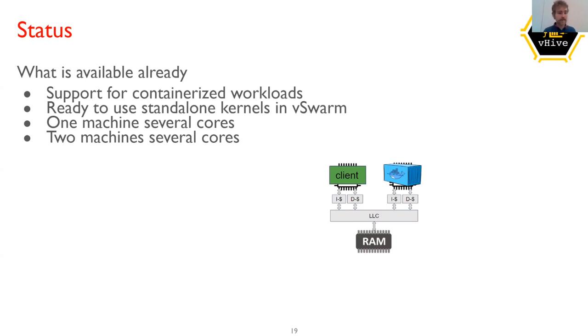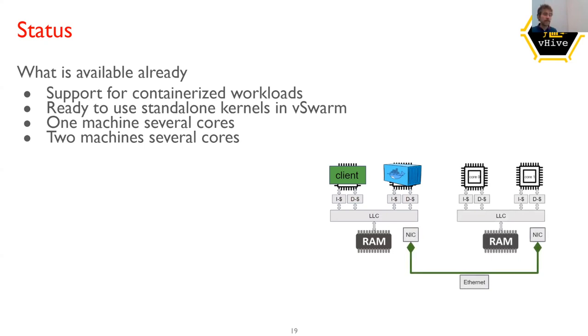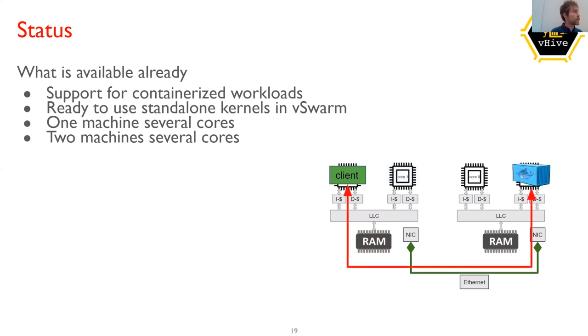And I also presented you now a setup with a one core machine with two cores, but we also have a setup with two machines connected over Ethernet. And with that setup, you can put your function not just on the same machine, but on the other machine, and then you can issue requests to this other machine, and then have really the isolation between two different systems.